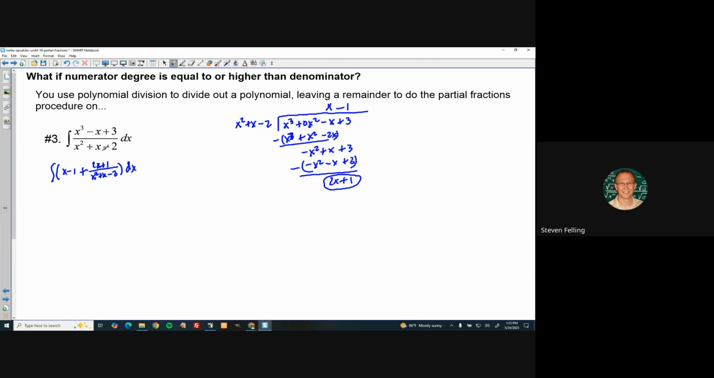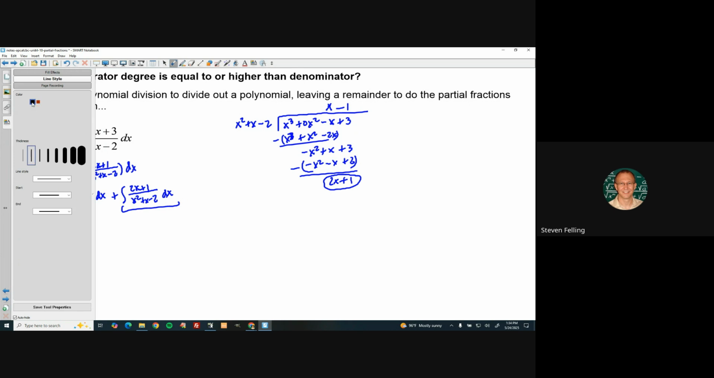So you just do this division problem. It produces a result and potentially a remainder. So now I can split this integral. I can say I've got the integral of x dx minus an integral of 1 dx plus an integral of (2x + 1)/(x² + x - 2). Now for this integral, we're going to have to use our partial fraction expansion if this factors.